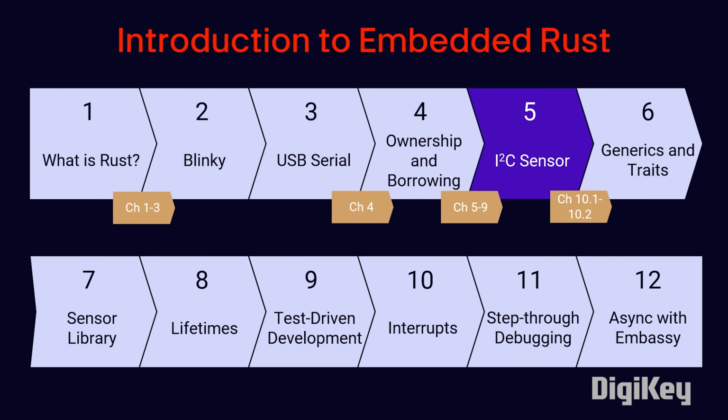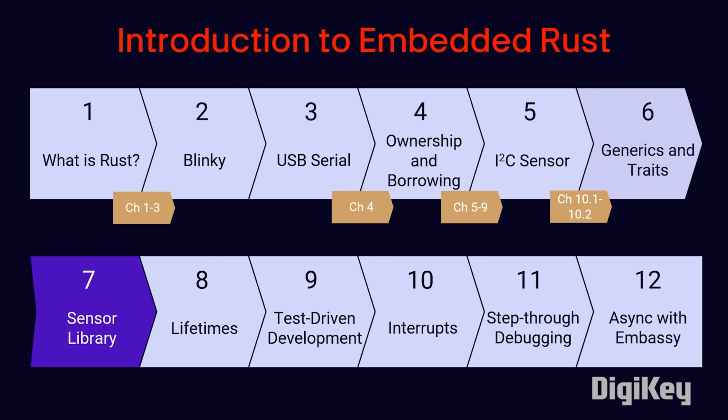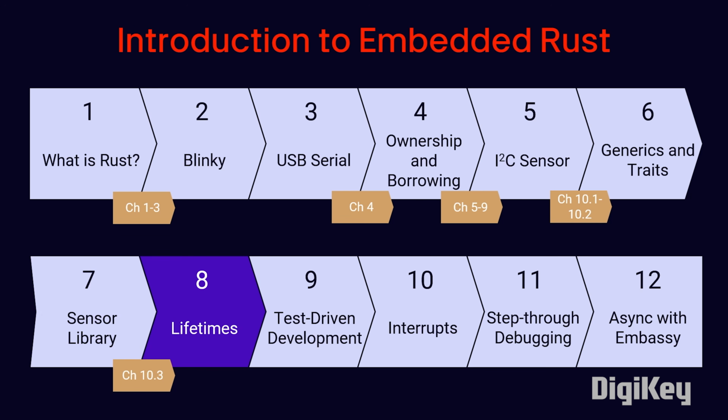These cover generics and traits, which we'll review in episode 6. We'll just look at some very simple Rust examples here that aren't necessarily unique to embedded code. Then in episode 7, we'll wrap up our I2C sensor driver into a library that you can import into your various applications. After that, I recommend finishing chapter 10, which talks about lifetimes. We'll cover some basic non-embedded examples.